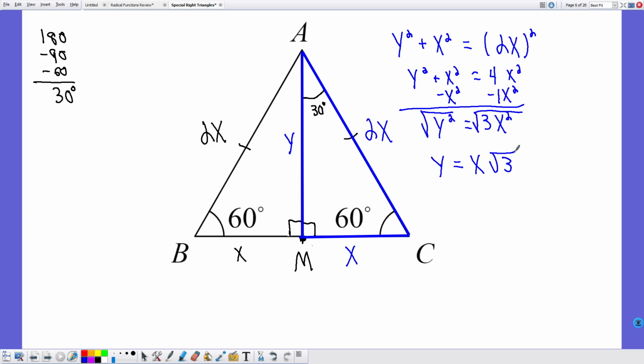So we actually determine that we can find out the value of y in terms of x. So y right here can be written as x times the square root of 3. Which means if we have a right triangle that has an angle of 60 degrees and 30 degrees, we now know how we can express all the side lengths in terms of some consistent value x. And we make basically a ratio of the sides.